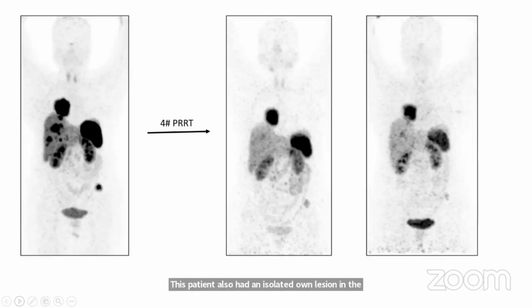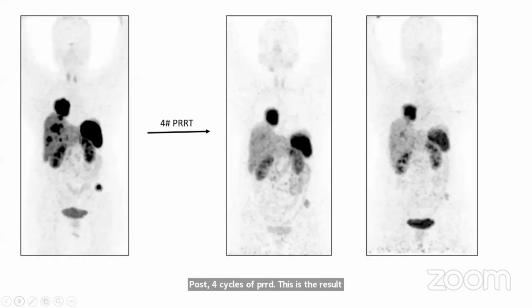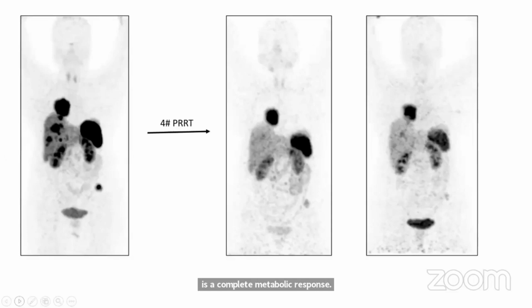Post 4 cycles of PRRT, this is the result that we have. The liver lesions have shown complete response. The skeletal lesion has further reduced. This patient was again repeated on PET-CT. Gallium DOTA-TATE PET-CT was carried out after 3 months, and we show that there is a complete metabolic response, almost complete metabolic response. And then we referred this patient for potential surgical resection. So this is one neoadjuvant intent of treatment of PRRT that we use in a case of typical carcinoid.